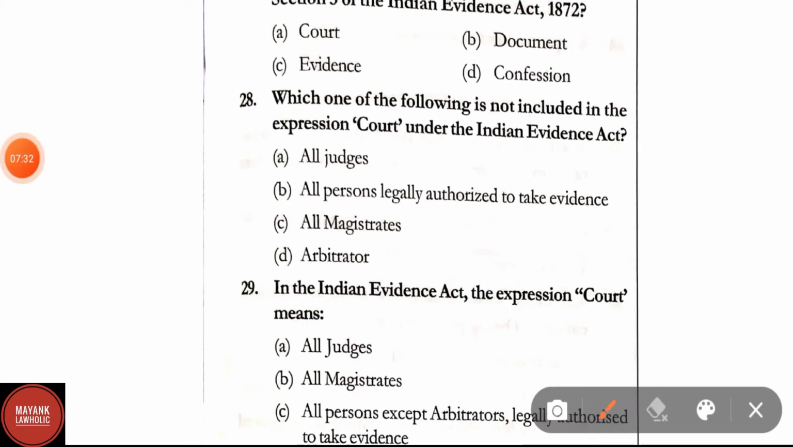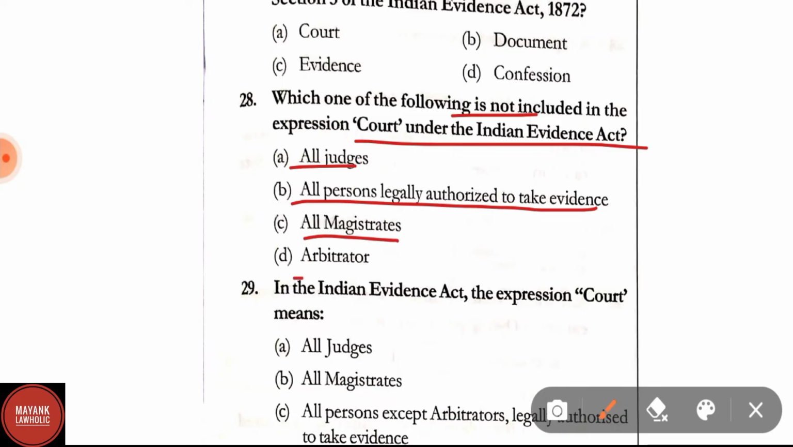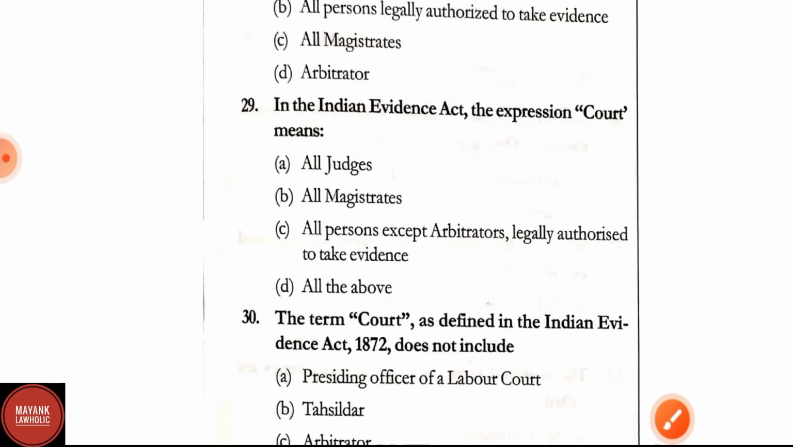Question number 28. Which one of the following is not included in expression court under the Indian Evidence Act? Option A, all judges. Option B, all persons legally authorized to take evidence. Option C, all magistrate. And option D, arbitrators. Arbitrators are not included in expression court under the Indian Evidence Act. Court includes all judges and magistrates and all persons except arbitrators legally authorized to take evidence. Therefore, here it is been asked which of the following is not included. Arbitrators are not included will be the right answer.